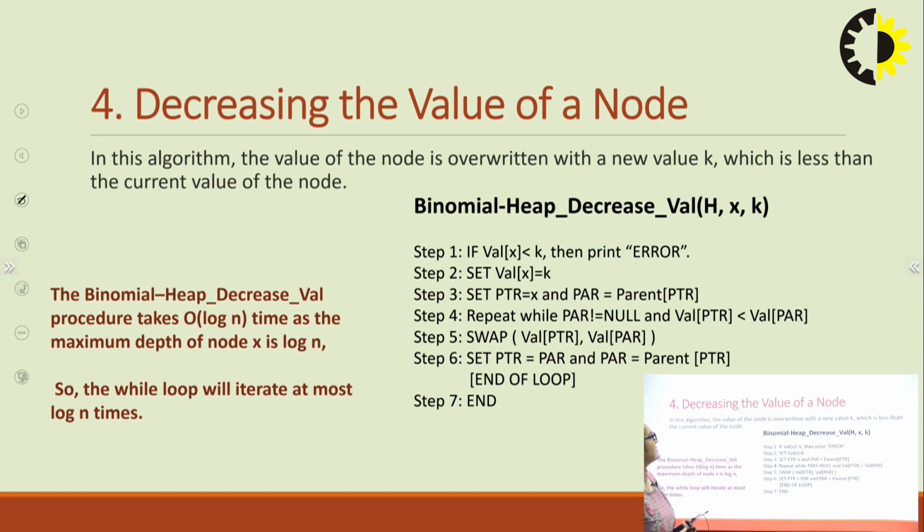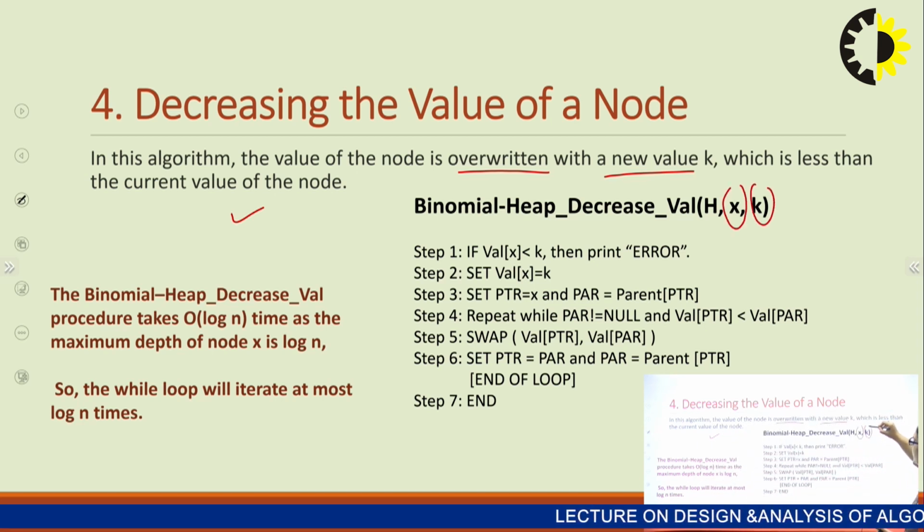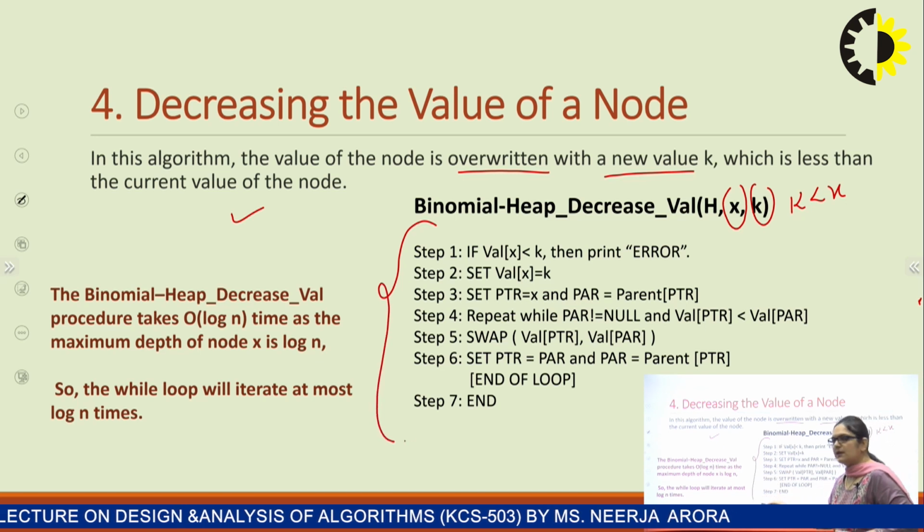The next operation is decreasing the value of a node. Suppose we have to overwrite or replace the value of a node with a new value k, which is less than the current value of the node. This operation is known as decreasing the value of a node. So if we have to replace the value x with the new value k, where k is less than x, we have to execute these steps.